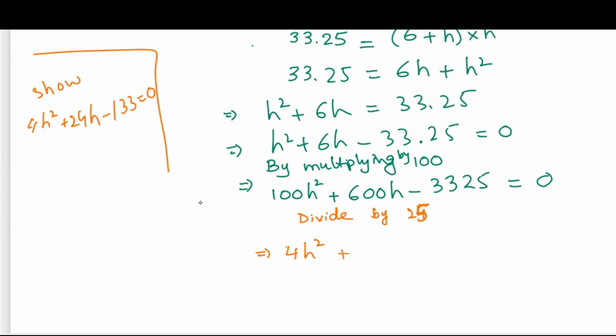600 divided by 25 is 24h, minus 3325 divided by 25. You get 133 equal to 0.